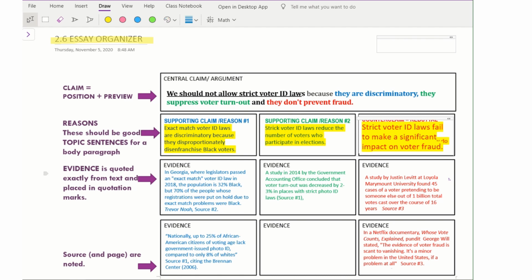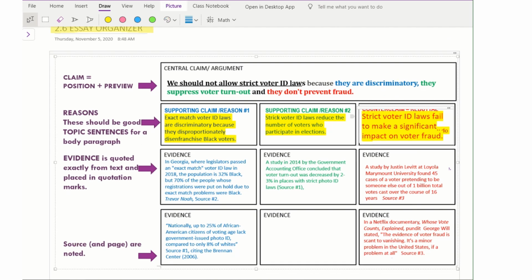So I know that a lot of people believe that voter ID laws prevent fraudulent votes, but I know from my research that that's not true. So the reason that I'm going to choose is strict voter ID laws failed to make a significant impact on voter fraud. You're going to choose the reason that you think best rebuts, remember, doesn't agree with your side, because you're going to prove why this is in fact true. So choose the reason that you think best does that.